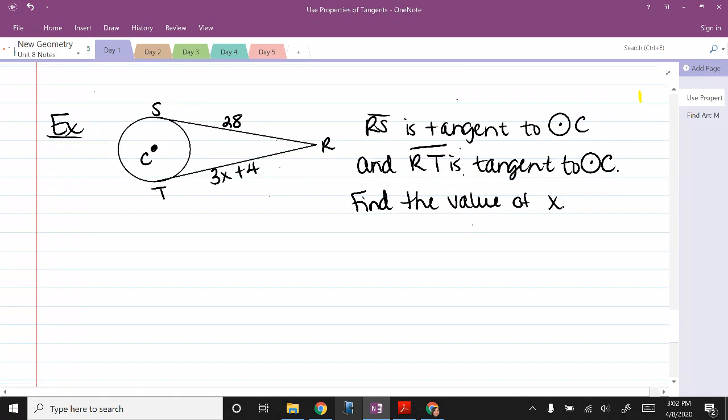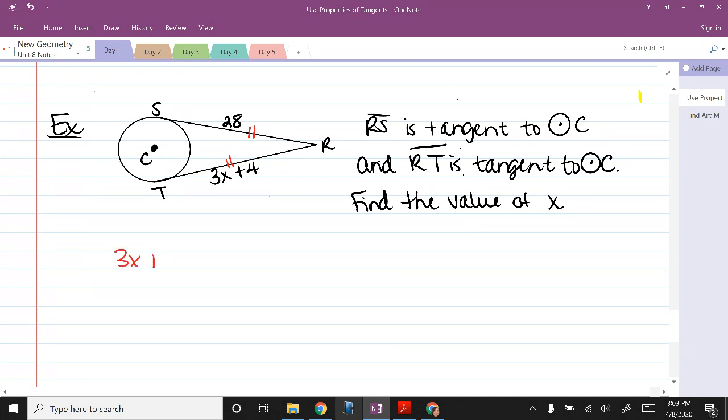So let's see a problem. This just makes it so easy, y'all. It says RS is tangent to circle C and RT is tangent to circle C. So both of them have point R here. And that just deleted itself again. I don't understand what's happening. Find the value of X. Well, since they both have point R in them, that means that these two segments are congruent to each other. And if they're congruent to each other, we can set them equal to each other to solve for X.